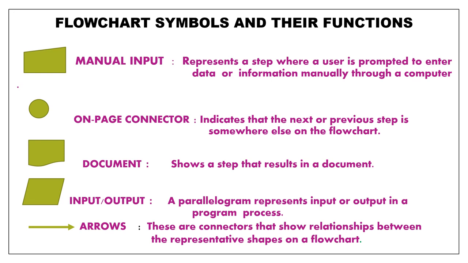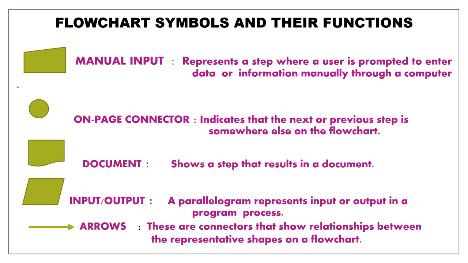We have another shape, the input to output symbol, that is represented using a parallelogram. A parallelogram represents input or output in a program process. So once I see a parallelogram in a flowchart, it tells me that at that point, an input is needed in that process, or an output is going out from the process. So when I'm doing my coding in that program process, I will know what code to apply to either get input or to send an output.